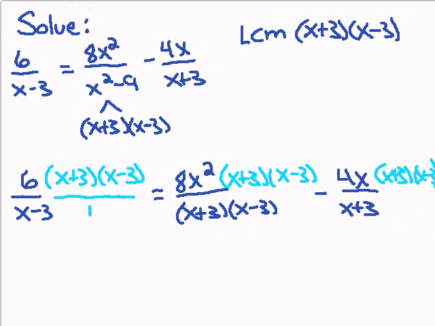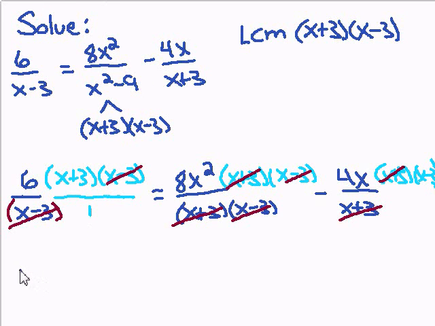Okay, let's go ahead and cross out or simplify our fractions. Notice we can cross out x minus 3 top and bottom for the 6. So we're on to the simplify step. For the 8x squared, we can cross out the x plus 3 and the x minus 3. For the 4x, we can cross out the x plus 3. So to finish the simplify step, remember we should have no fractions left over.